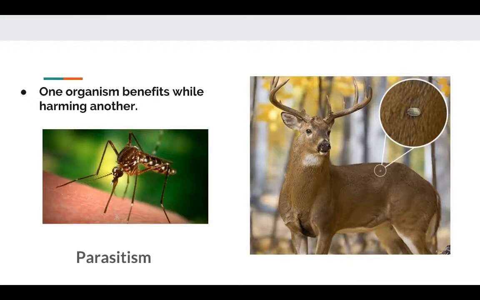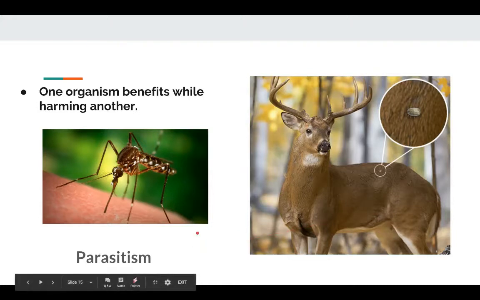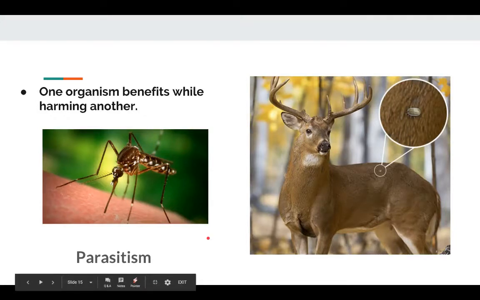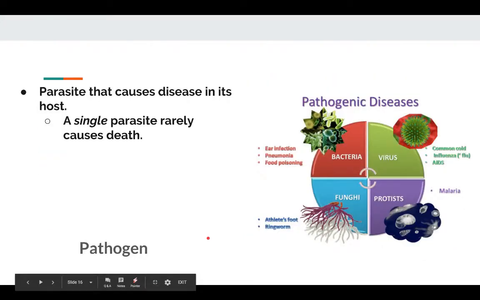Another form of symbiotic relationship that negatively affects one is a parasite. And with parasitism, what's happening is one is being harmed. So we have, in this case, a mosquito. You can have ticks. You can have fleas. So again, one is being harmed. The host here is not normally killed. It's just, again, harmed. And the mosquito and the tick, in this case, are being benefited.